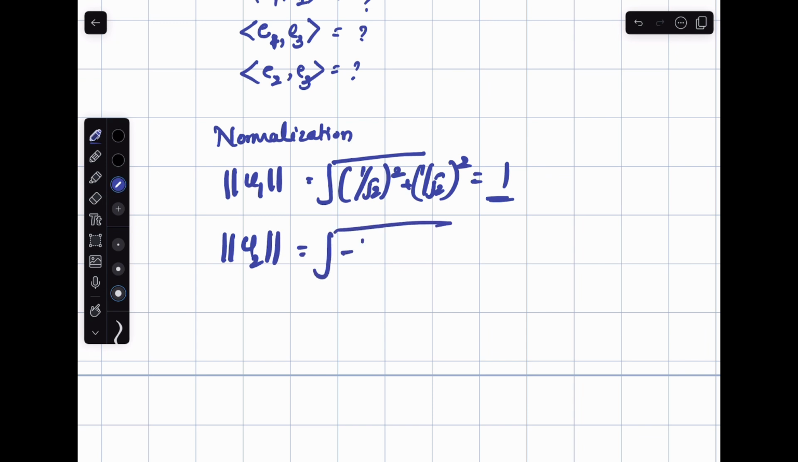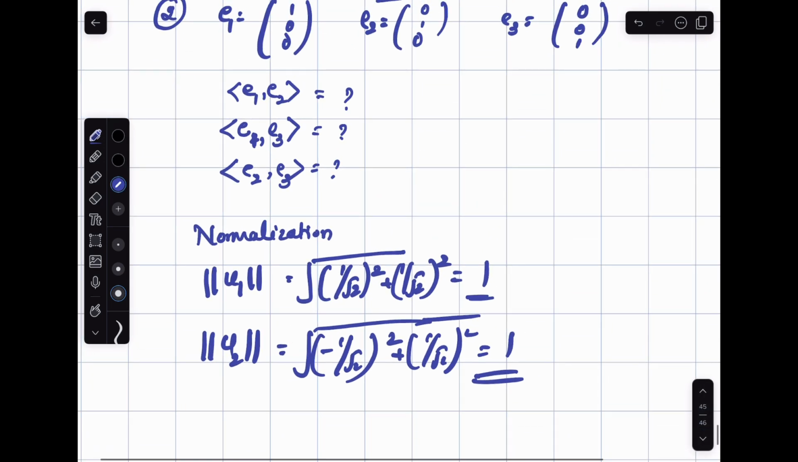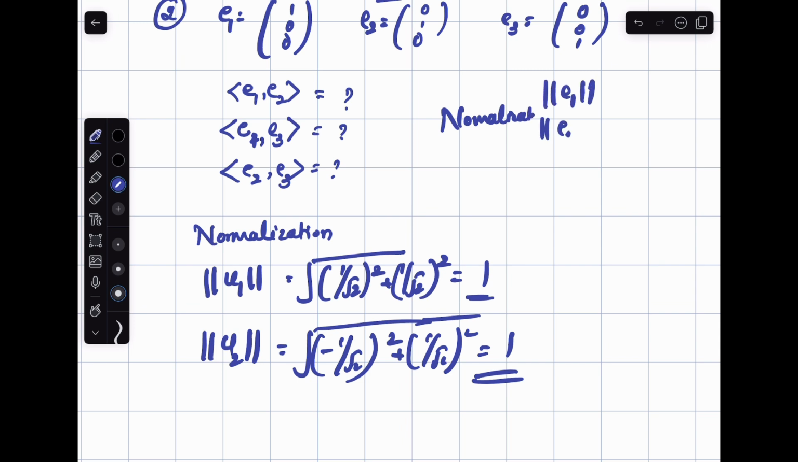Say for u2, also solve the same way. It is minus 1 by root 2 the whole square plus 1 by root 2 the whole square. So you'll get the answer equal to 1. Now similarly try to solve for the magnitude of e1, e2 and e3. That will be homework, so please pause the video, do it on your own and check. So this is all about orthonormal basis.